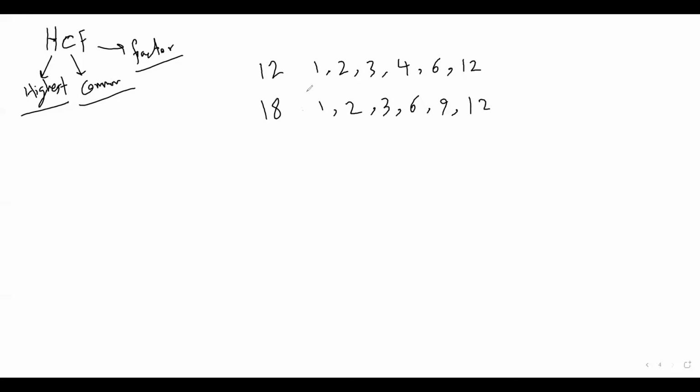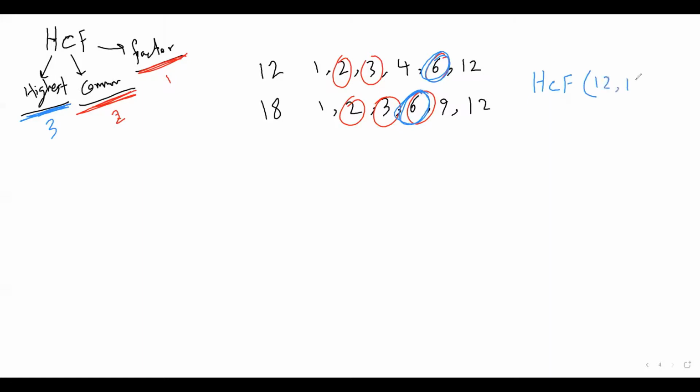And if I ask you, what are the common factors, right? So we started with factors. Now let's move on to the common factors. You would circle these numbers. You say, okay, 2 and 3 and 6. These are the common factors. And if I ask you, okay, out of those common factors, which factor is the highest, right? That's the third step. You would circle 6 only, right? And you would say the HCF of 12 and 18 is 6, right?